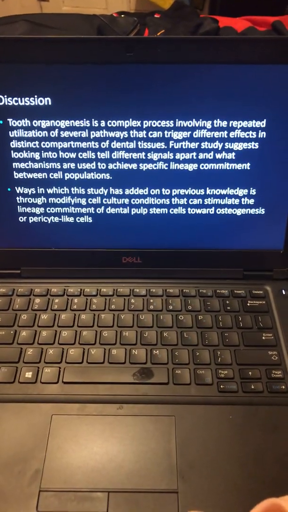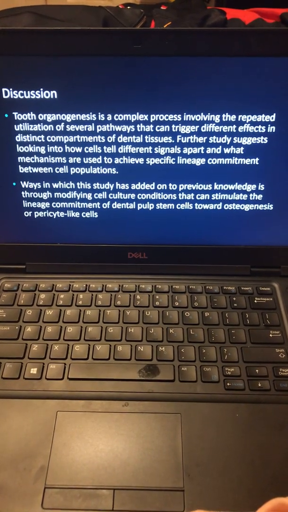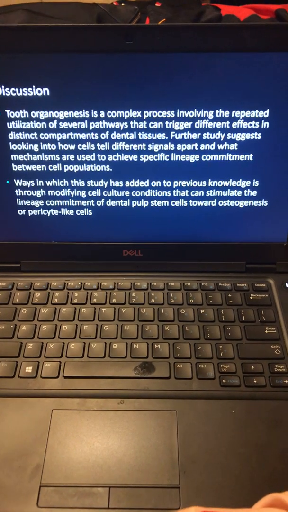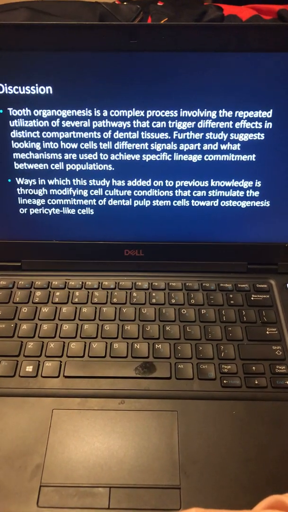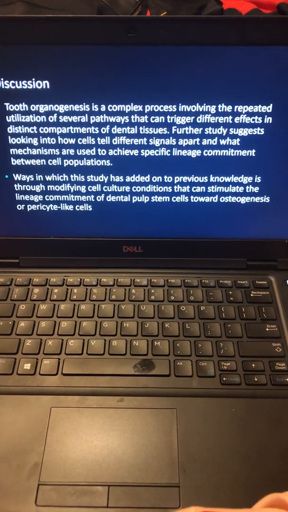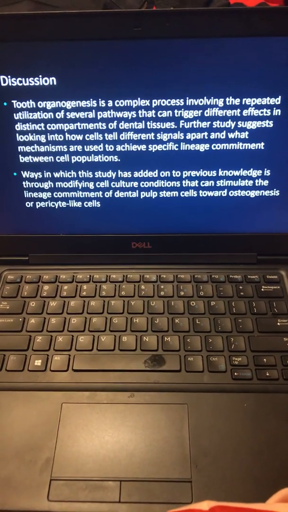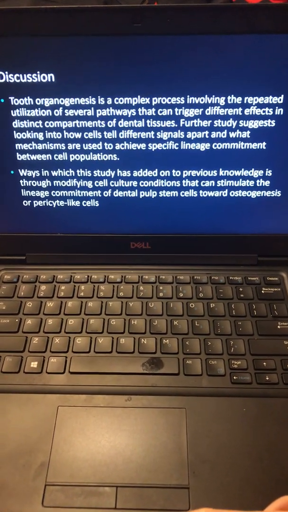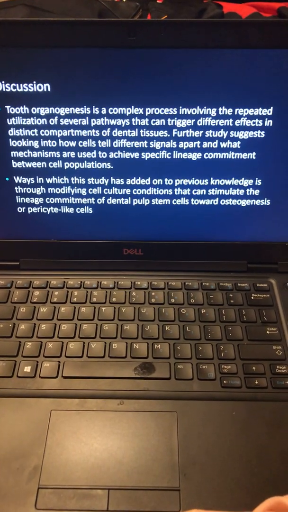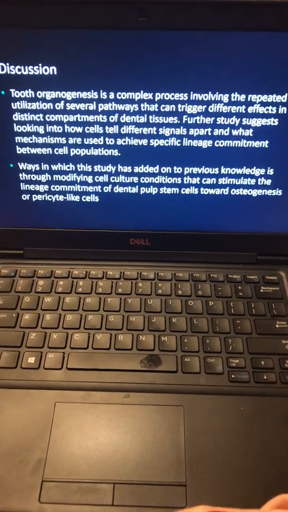Overall, the discussion is that tooth organogenesis is a complex process involving the repeated utilization of several pathways that can trigger different effects in distinct compartments of dental tissues. A further study suggests looking into how cells tell different signals apart and what mechanisms are used to achieve specific lineage commitment between cell populations. The study has added to previous knowledge by modifying cell culture conditions that can stimulate the lineage commitment of dental pulp stem cells toward osteogenesis or odontoblast-like cells.